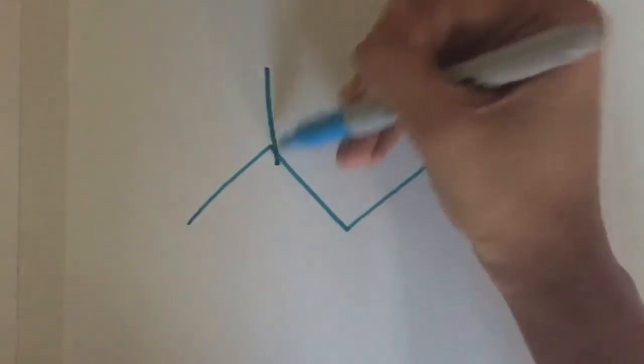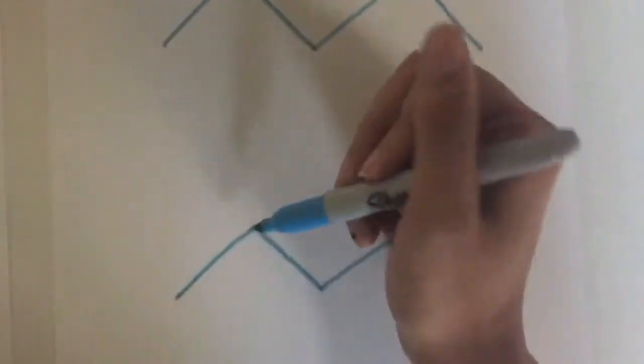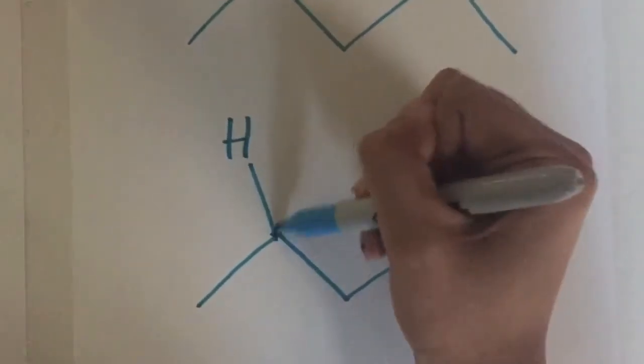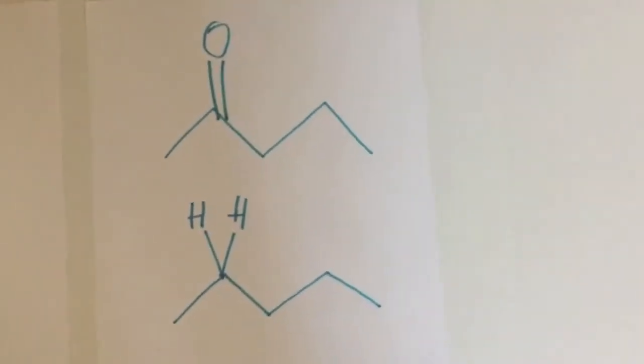It was discovered by Nikolai Kishner and Ludwig Wolff in 1921. This process reduces the carbonyl group in a structure to a methylene group. Let's take a look at the basics.